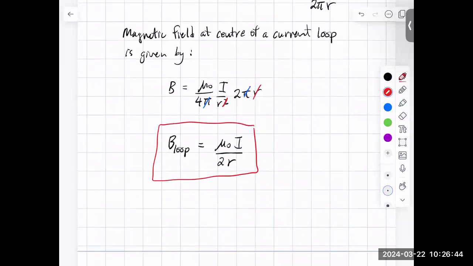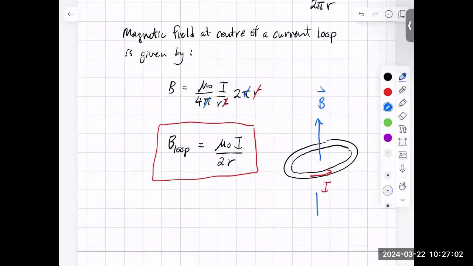And so if we draw our current loop again, so here's our loop of wire. And let's see, I'll draw my current going this direction, and the resulting magnetic field at the center looks something like this. So here's the center point, right there.